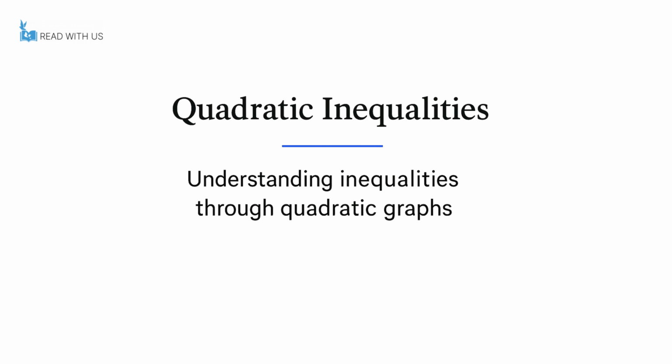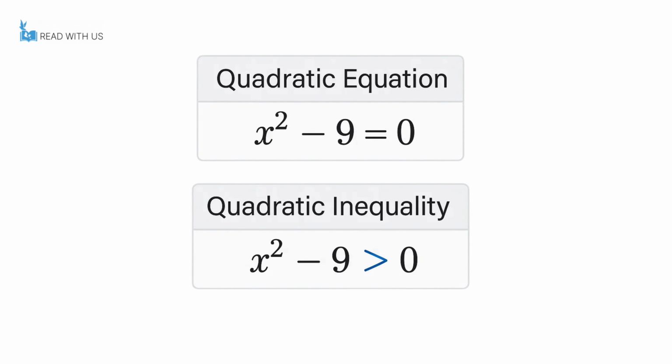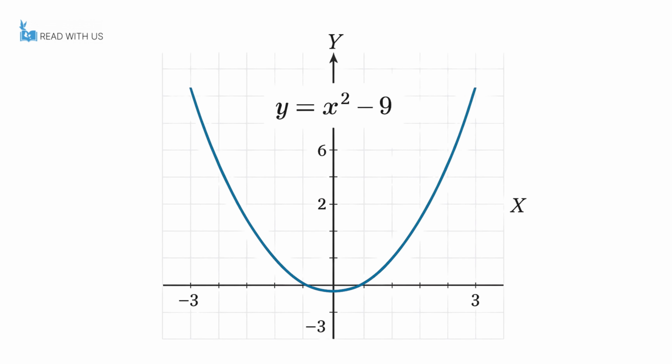In this lesson, we are learning about quadratic inequalities. A quadratic inequality looks similar to a quadratic equation, but instead of using an equal sign, we use inequality symbols like greater than, less than, greater than or equal to, or less than or equal to. For example, a quadratic equation might be x squared minus 9 equals 0, while a quadratic inequality could be x squared minus 9 is greater than 0.